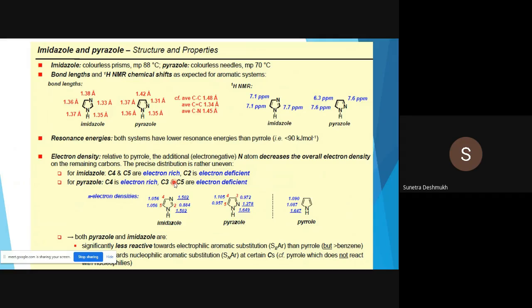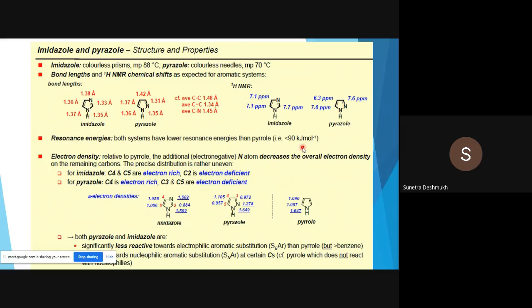Electron densities relative to pyrrole: the additional electronegative nitrogen atom. In pyrrole we have only one nitrogen atom, and now in imidazole and in pyrazole we have one more nitrogen atom. Due to the additional electronegative nitrogen atom, the overall electron density on the remaining carbon atoms decreases. So compared to pyrrole, these two moieties have lower electron density.